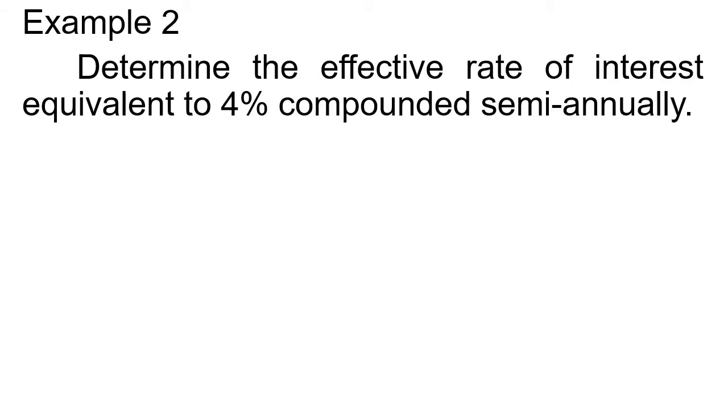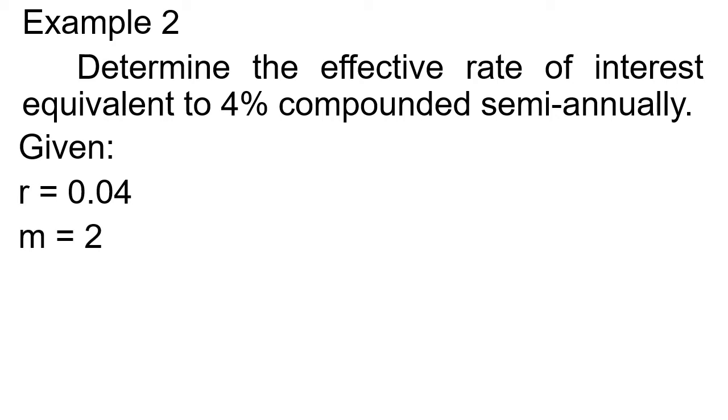Example, determine the effective rate of interest equivalent to 4% compounded semi-annually. So this is what we did in the first example. Now we are going to use the formula for the effective rate of interest. So given R is 0.04. Compounding period is 2 because semi-annually, M equals 2.